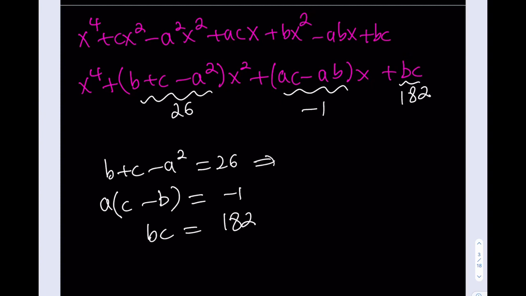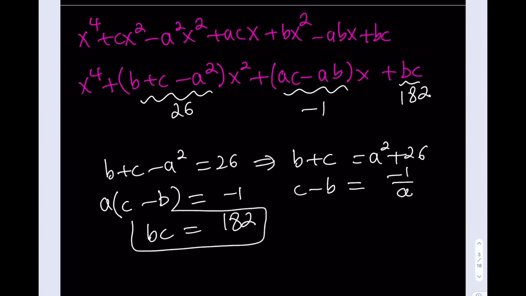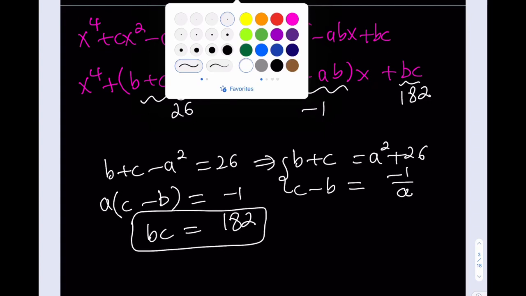And this gives me something nice because look, b plus c is going to be a squared plus 26. From here, I'll get c minus b, which can be written as negative 1 over a. And then I got bc here. Look at that. Check it out. I have the sum, I have the difference, and I have the product. Beautiful.